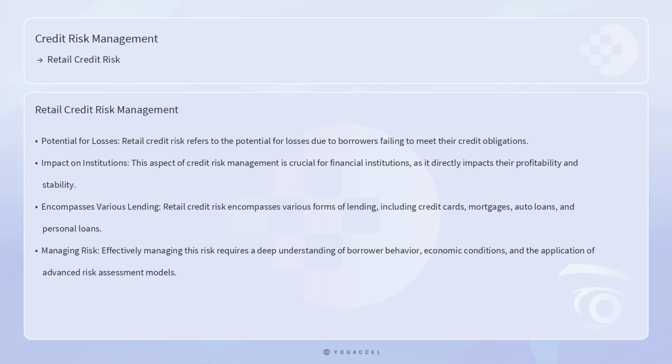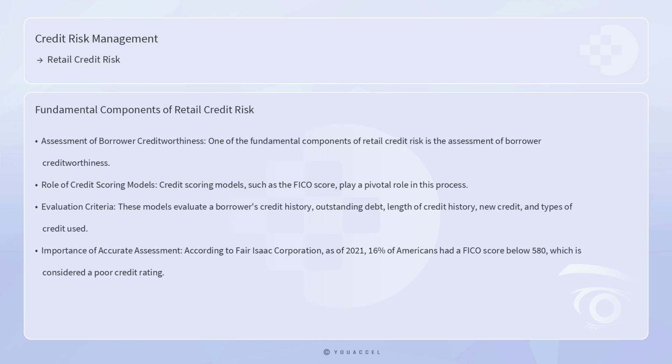Effectively managing this risk requires a deep understanding of borrower behavior, economic conditions, and the application of advanced risk assessment models. One of the fundamental components of retail credit risk is the assessment of borrower creditworthiness. Credit scoring models, such as the FICO score, play a pivotal role in this process. These models evaluate a borrower's credit history, outstanding debt, length of credit history, new credit, and types of credit used. Higher credit scores indicate lower risk, while lower scores suggest higher risk.